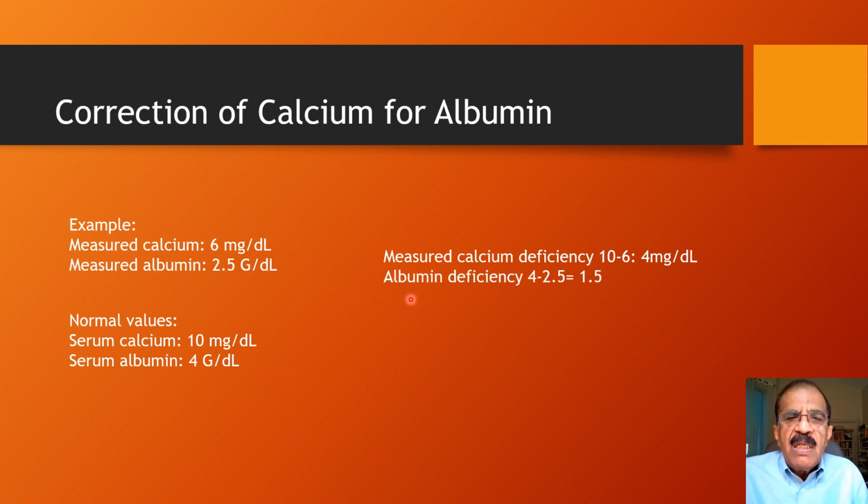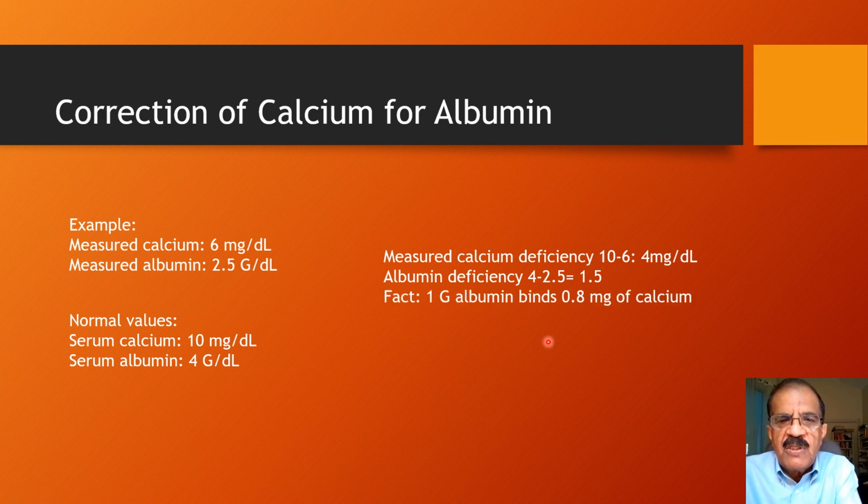And you measure the albumin, and the albumin in this patient, for example, is 2.5 gram. Just examine this. This is a patient who has got albumin of 2.5. So the albumin deficiency is 1.5 gram. Again, very, very significant deficiency. Now, when you make the correction, we know this fact that 1 gram of albumin binds 0.8 milligram of calcium.